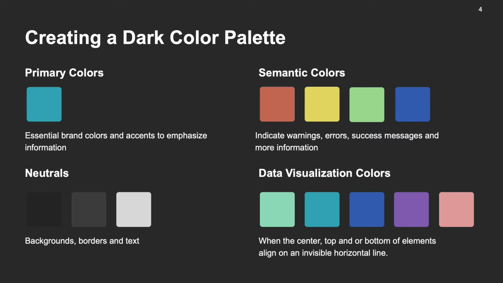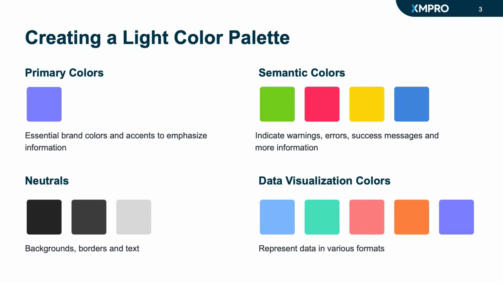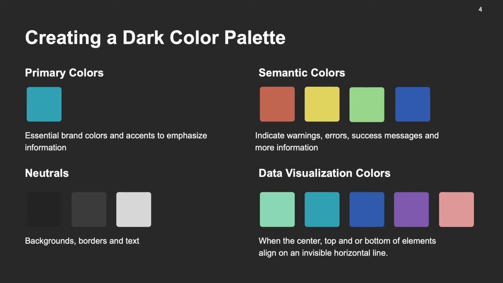Similar to the light theme, you'll choose a primary color, semantic colors, neutrals, and data visualization colors. And as I mentioned, if I flick between the light and dark palettes, you'll see that the dark palette is a lot less saturated. According to Google's material guidelines, using highly saturated colors on a dark background can actually create optical vibrations that make it difficult for users to read.